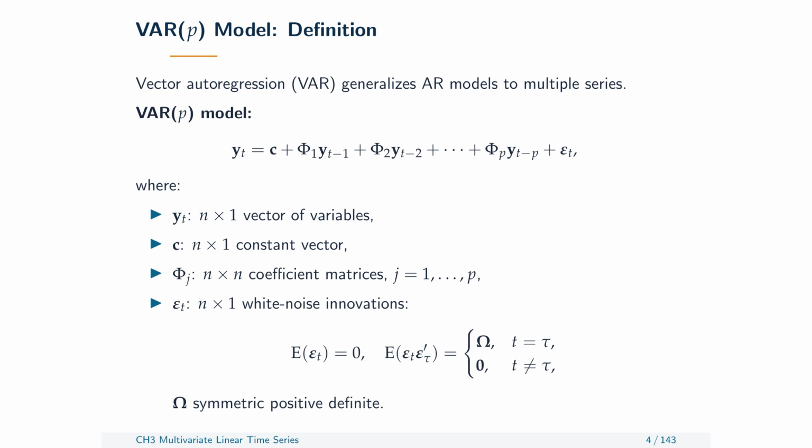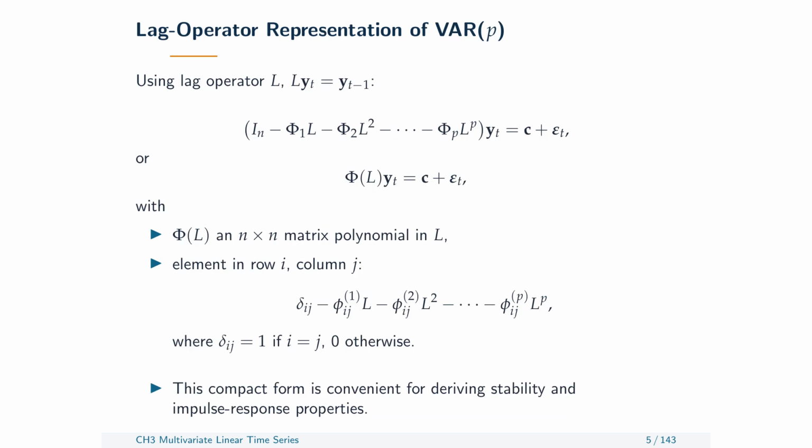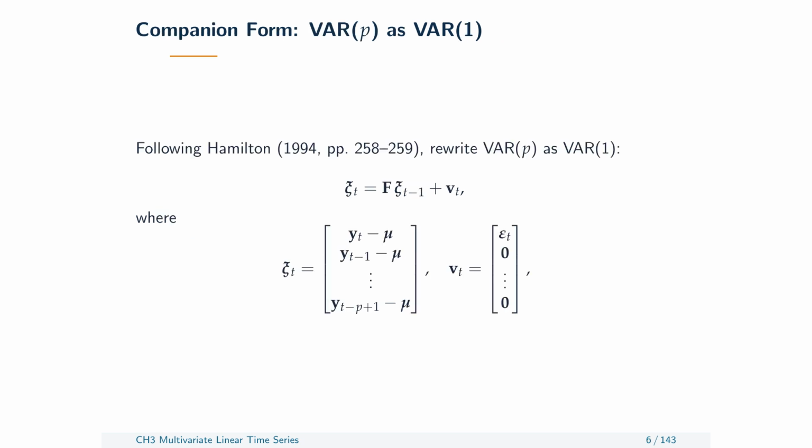Matrix lag notation lets us compress the whole model. We define an autoregressive polynomial in the lag operator. It starts from the identity matrix, subtracts the first coefficient matrix acting at lag 1, and continues subtracting each later coefficient matrix acting at its own lag, all the way out to lag p. Applying that polynomial to y leaves just the constant plus the innovation. This compact form is what makes deriving stability and impulse responses manageable later on.